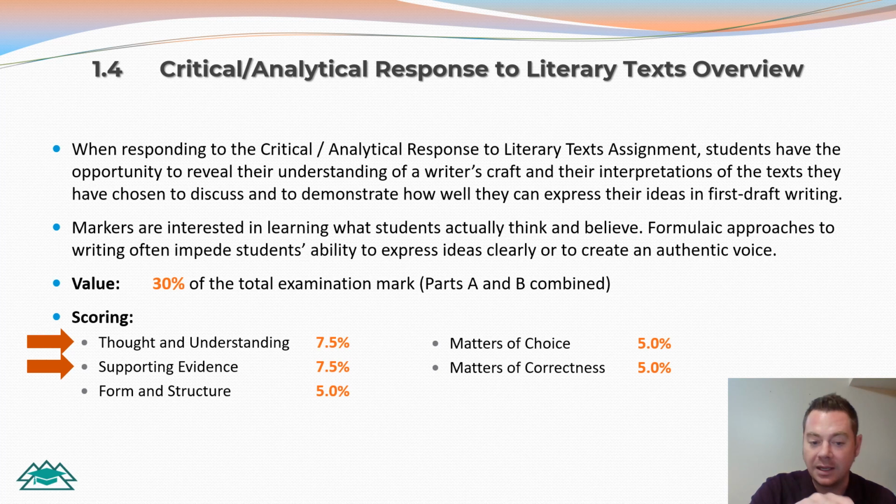You can see that they're weighted 7.5%, whereas the following 3 categories are weighted 5. You've got form and structure, there's matters of choice, and matters of correctness. And we will be diving deeper into this rubric later on.